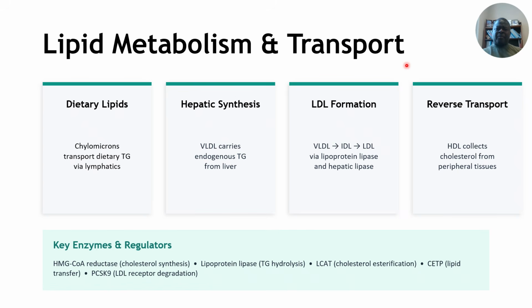High density lipoprotein, or HDL, acts as the body's cholesterol scavenger. It retrieves excess unneeded cholesterol from peripheral tissues such as the blood vessel walls and macrophages and safely transports it back to the liver for recycling or excretion. This process is called reverse cholesterol transport.